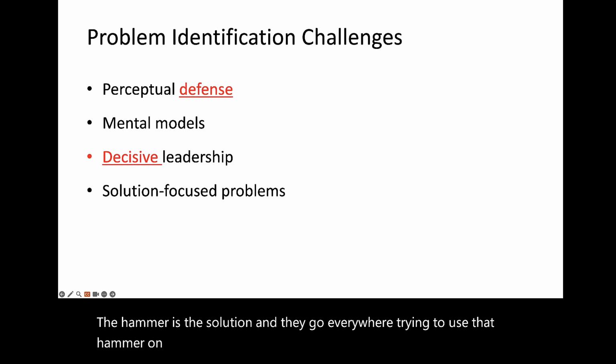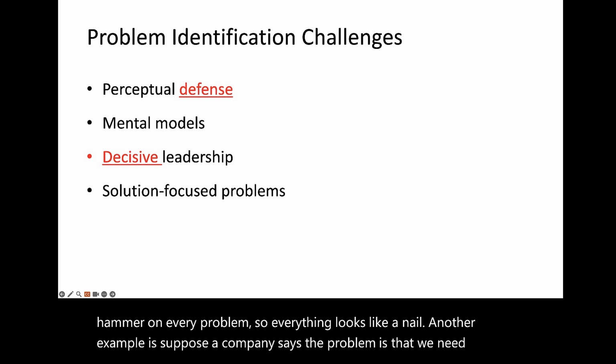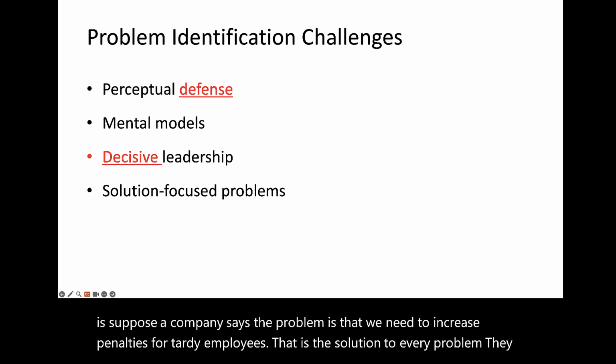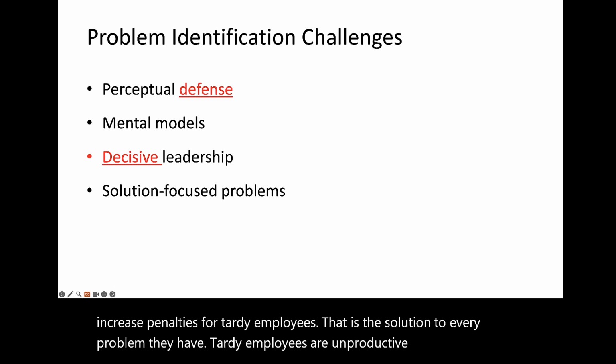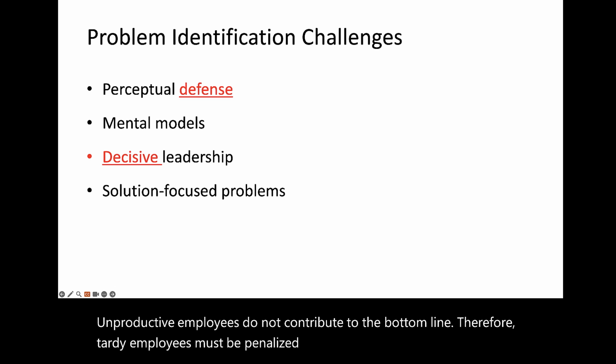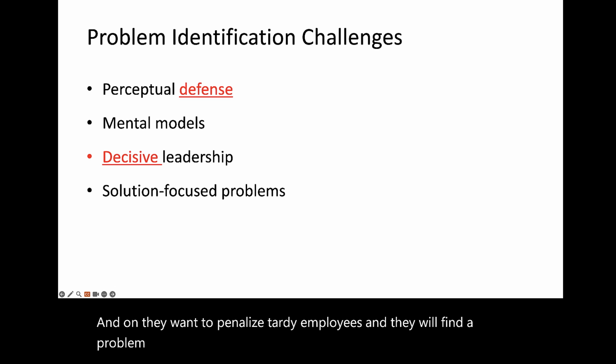So everything looks like a nail. Another example is, suppose a company says the problem is that we need to increase penalties for tardy employees. That is the solution to every problem they have. Tardy employees are unproductive employees. Unproductive employees do not contribute to the bottom line. Therefore, tardy employees must be penalized. It goes on and on and on. They want to penalize tardy employees, and they will find a problem for which that solution is the answer.